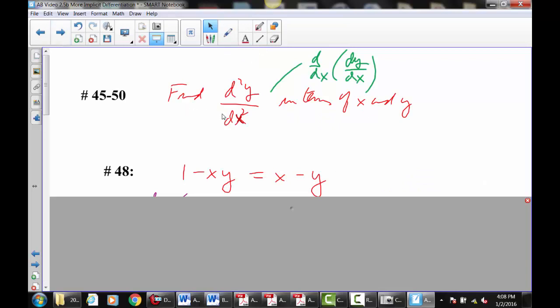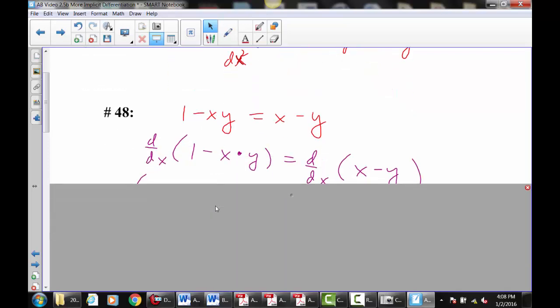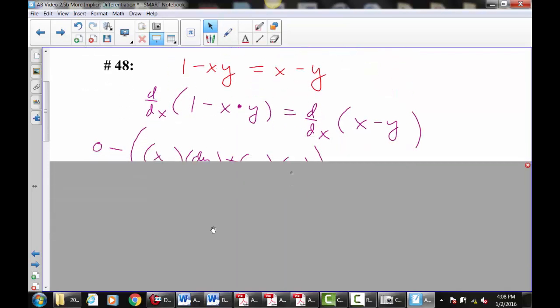This is asking you to find the second derivative of y with respect to x. So you're going to have to find, first of all, the first derivative, which is dy dx, and then take d dx of that. So here's the expression that we have. Don't miss the hidden product rule right here. So we're going to take d dx of each side.